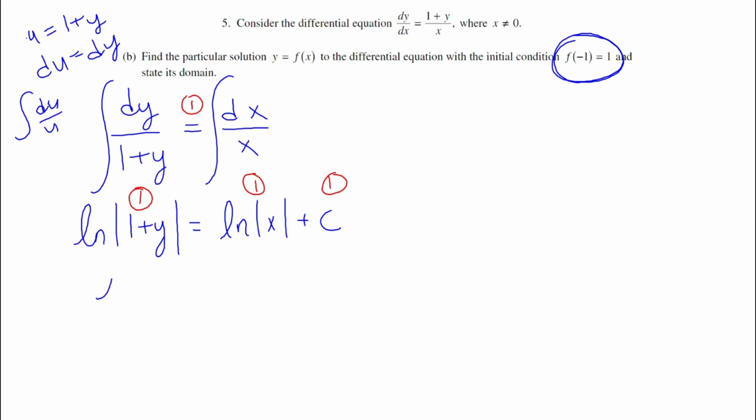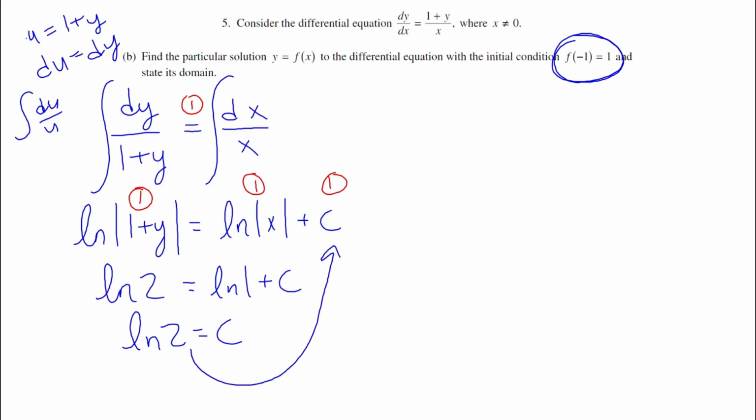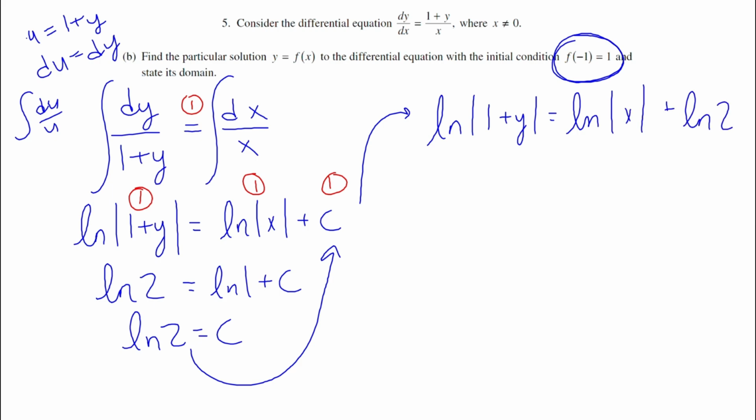So y is 1, gives us natural log of 2. And then if x is -1, the absolute value of -1 is 1, so we get natural log of 1 plus a constant. Well, we know that the natural log of 1 is 0, so we just get the constant is ln of 2. So we'll just plug that back in up here to get our next point. Natural log absolute value 1 plus y is equal to natural log absolute value of x plus the natural log of 2. And so we get one more point there.